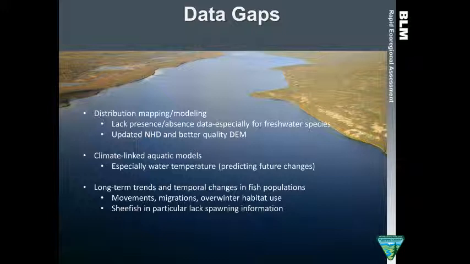And then long-term trends in temporal changes in fish populations is another fairly big data gap for this area. We lack data on detailed movement and migration patterns and habits, and also overwintering habitat use, so identifying where these fish populations overwinter would be very beneficial. And then in particular, for sheefish, we had very few data that identified spawning habitat, so we identified that as a pretty big data gap as well. And I think that's it for me, so are there any more questions?